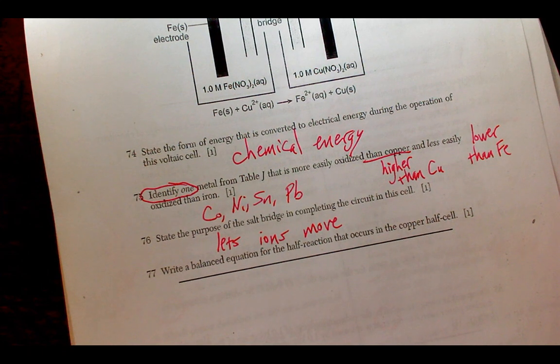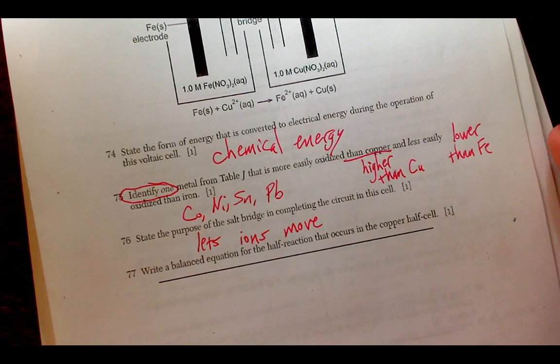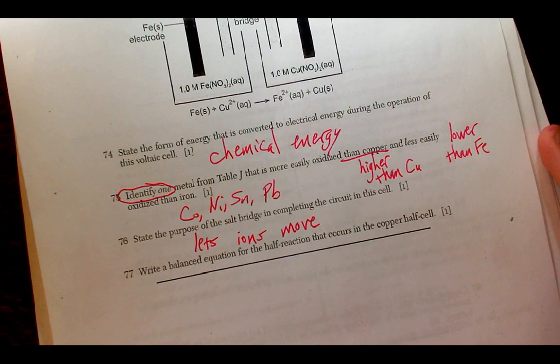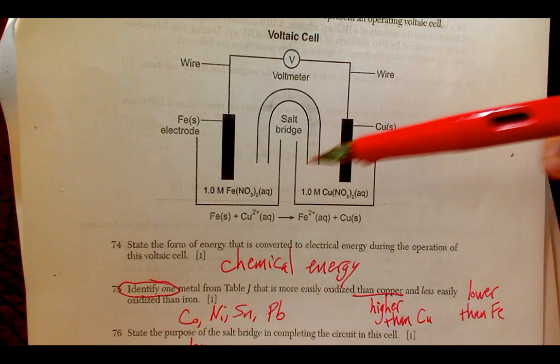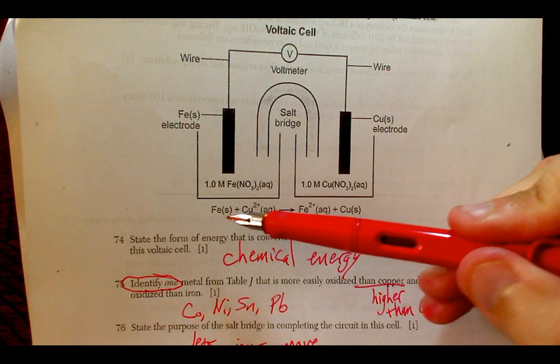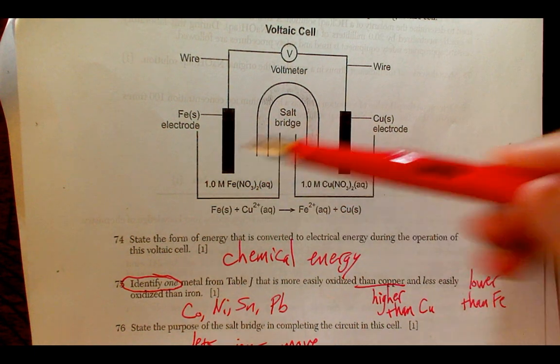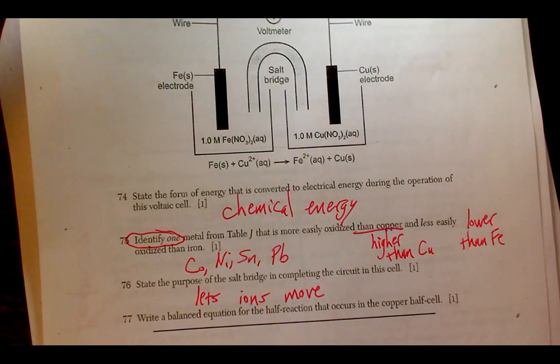77, write a balanced equation for the half reaction that occurs in the copper half cell. What is the half reaction, oxidation or reduction, whichever one happens, between copper? So I just see up here, we've got this diagram of what the picture actually looks like and what's going on in the battery, but also underneath it tells us the equation of what's actually going on between iron and copper. So it said copper, I'm just going to focus on the copper part.